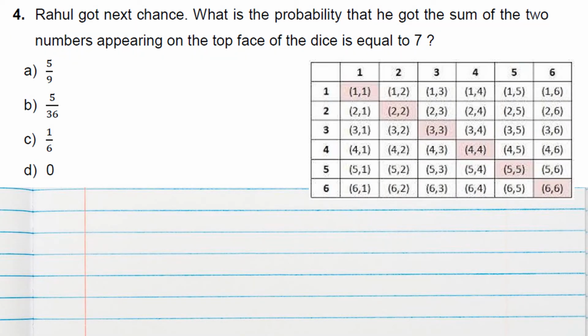Question number 4, Rahul got the next chance. What is the probability that he got the sum of the two numbers appearing on the top face of the dice equal to 7? Okay, we should select sum equal to 7 here. So clearly this diagonal row will give sum 7. How many such elements are there? You can see 6 outcomes are there. So 6 by 36. If we simplify, we will get 1 by 6, which is option C.